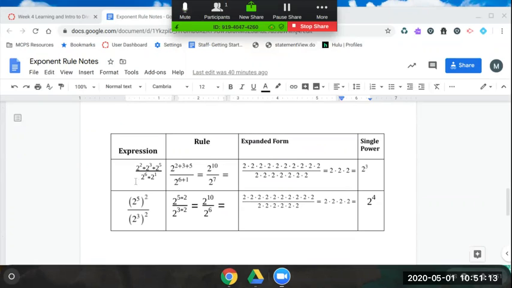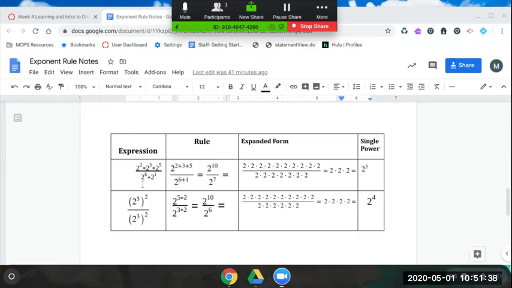If you look at this one here, we have the same base and we're multiplying. So when we're multiplying and we have the same base, we add the exponents. So in the numerator, we keep the base of 2, but then we add the 2 plus the 3 plus the 5, which are the exponents. 2 plus 3 is 5, and 5 plus 5 is 10. So we end up with 2 to the 10th power in the numerator.